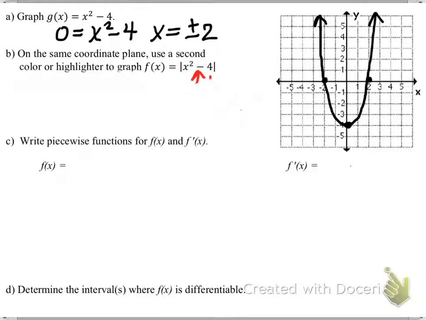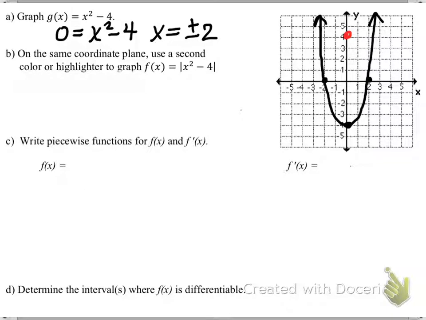So graphically, that means that the portion of the graph that lies below the x-axis, which would be this portion of the graph here, is going to get reflected across the x-axis because the y values will end up being positive. So we can use the original parabola to understand that the bottom portion of the parabola will get reflected.